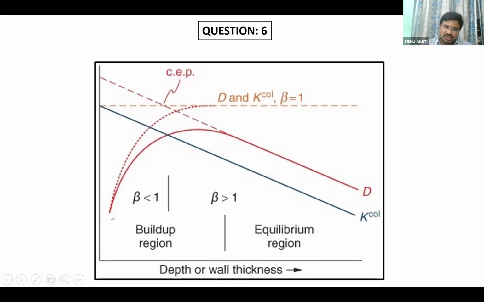So the electrons will not deposit immediately. They will start depositing slowly. So that's why this curve started build up. This is the absorbed dose. This is the collision kerma curve. Yes. Next. We'll go to the next.